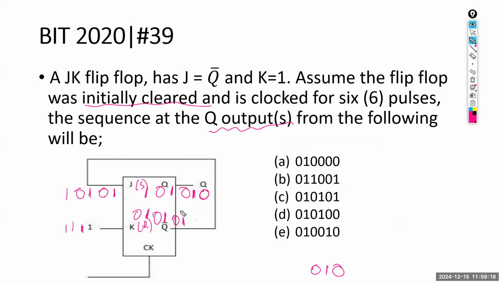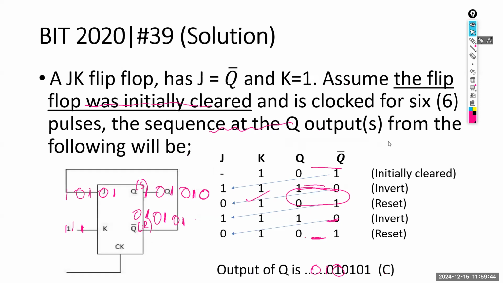So therefore this keeps changing. 0, 1, 0, 1, 0, 1. So whatever the answer is should keep changing. So these are not keep changing. But this one keeps changing. 0, 1, 0, 1, 0, 1. So the answer should be C. Answer should be C. Because it keeps getting into 1, then toggle, 0, then reset. Toggle, reset, toggle, reset.